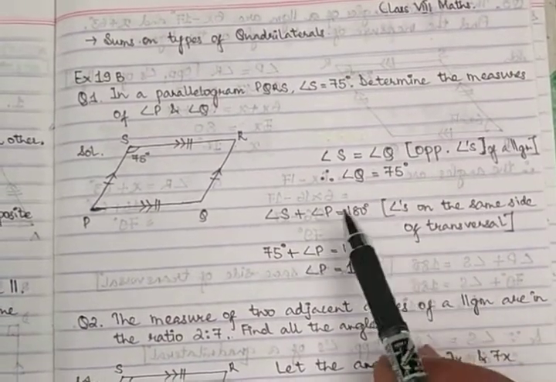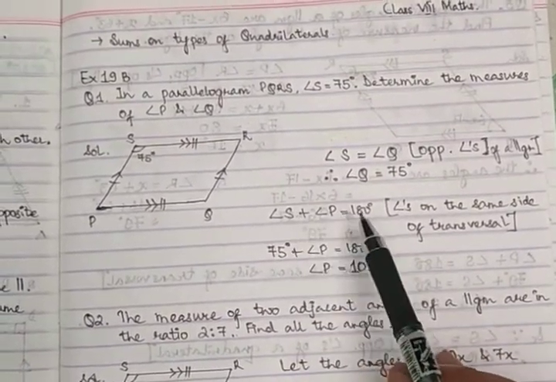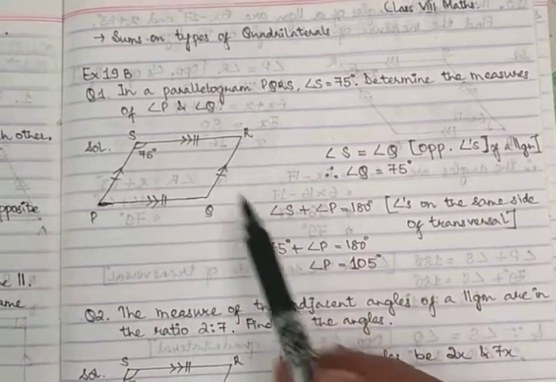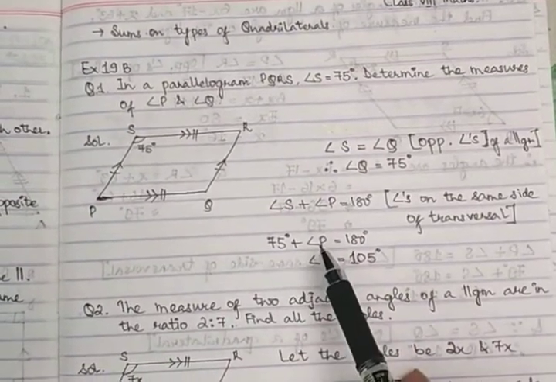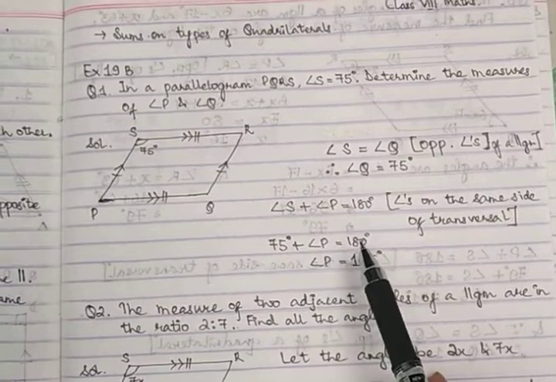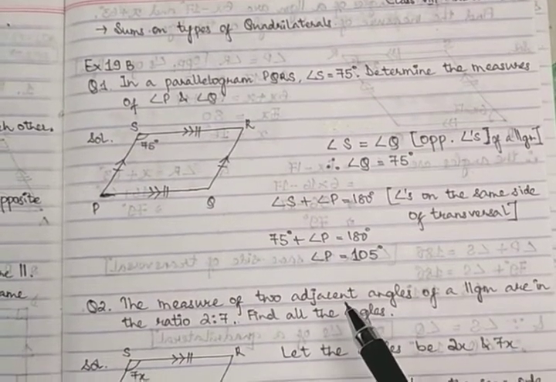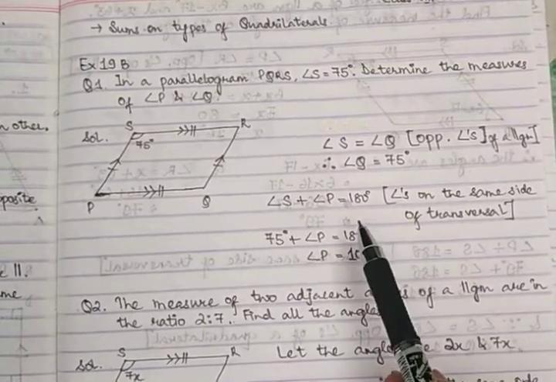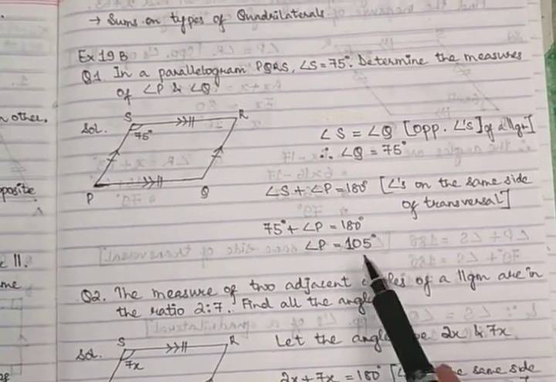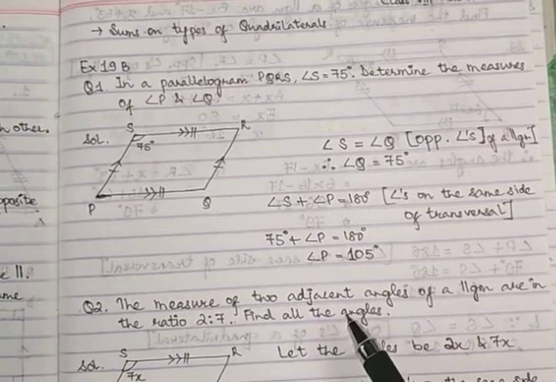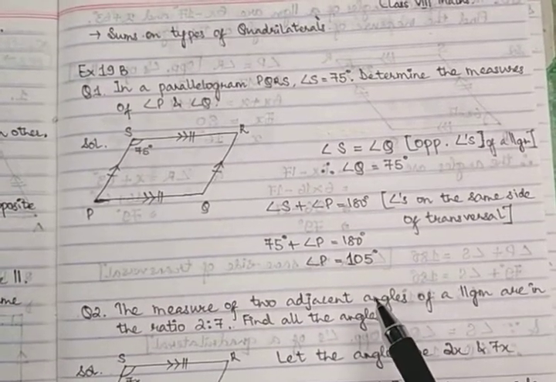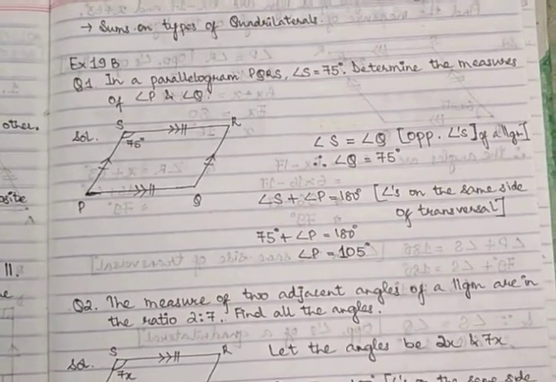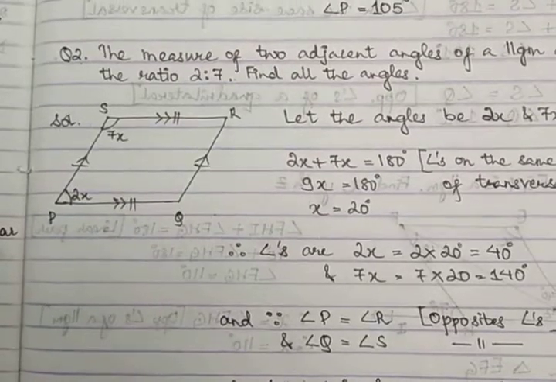So angle S plus angle P equals 180 degrees. Angle S we have as 75 degrees, so 75 plus P equals 180 degrees. 75 goes to the other side and subtracts: 180 minus 75 is 105 degrees. As I've already told you, you can skip a few steps in order to save your time. So angle P is 105 degrees.